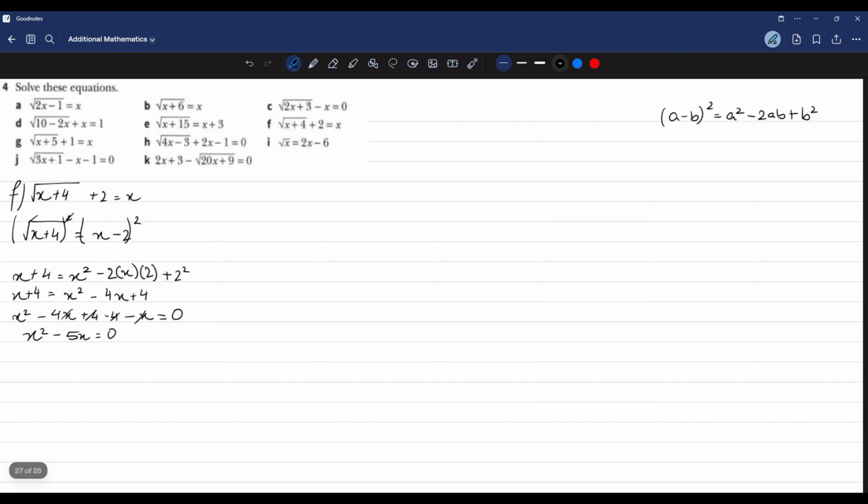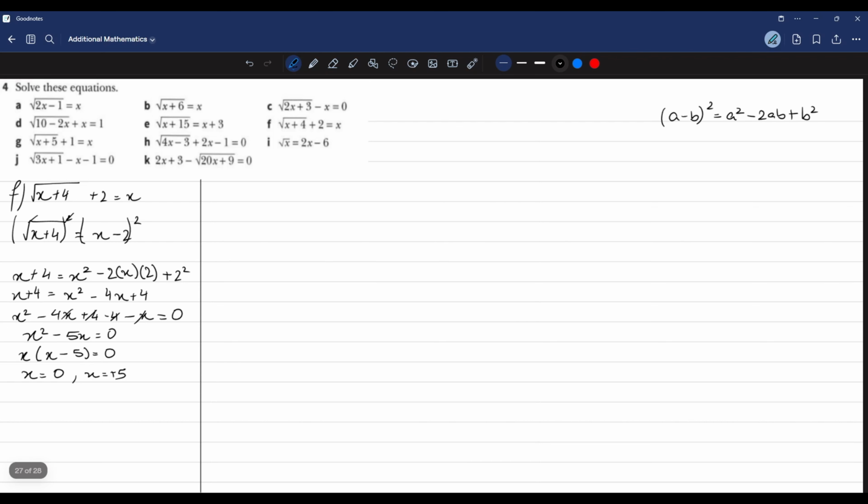And then I would take the common of x, and I would have x as the common. X minus 5 is equal to 0. X is equal to 0 or x is equal to positive 5. We have to check both of these values and see which one of these is correct. We just make a partition here.